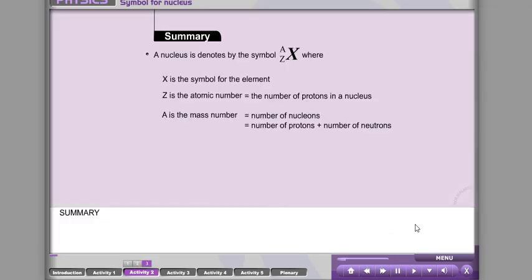A nucleus is denoted by the symbol X with subscript Z and superscript A, where X is the symbol for the element, Z is the atomic number equals the number of protons in a nucleus, A is the mass number equals number of nucleons equals number of protons plus number of neutrons.